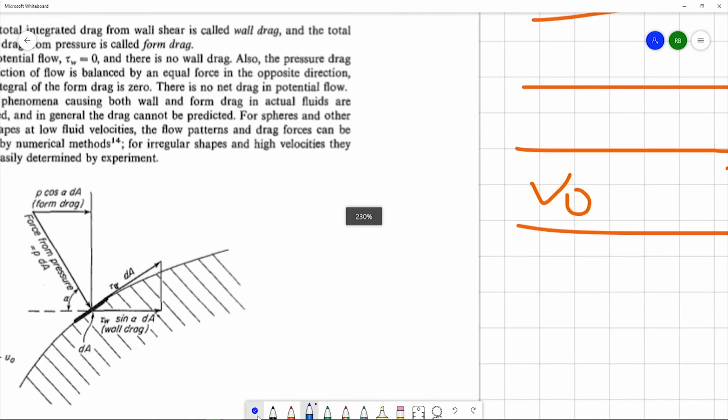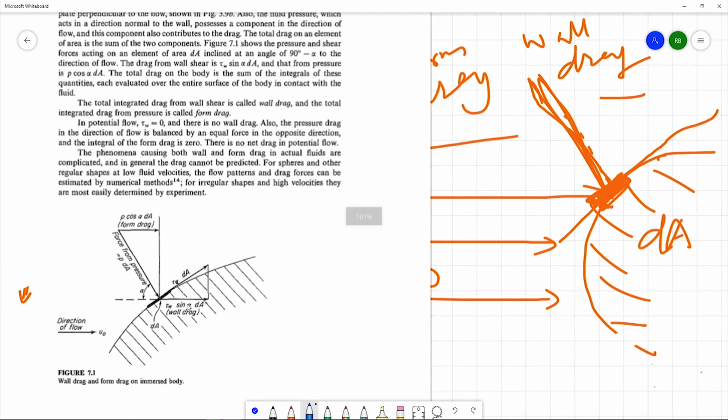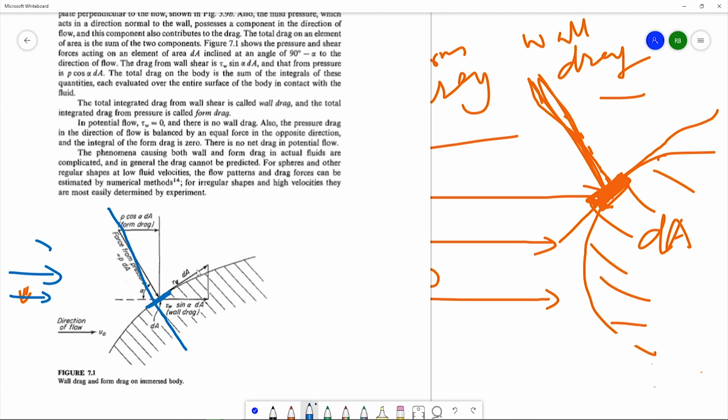if you consider this sketch, fluid is flowing in this direction. You have considered this surface, small area dA. Okay, this area is dA. Anyway, you have to integrate over the whole surface to find the total drag. So what is the normal direction? This direction. So pressure will act in normal directions only. So you have pressure this. So what is the force?